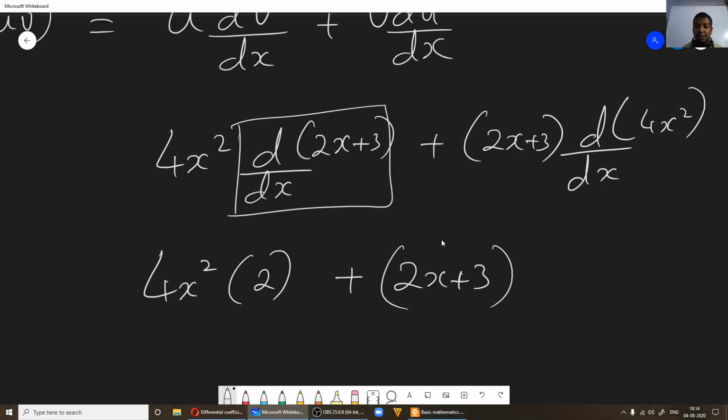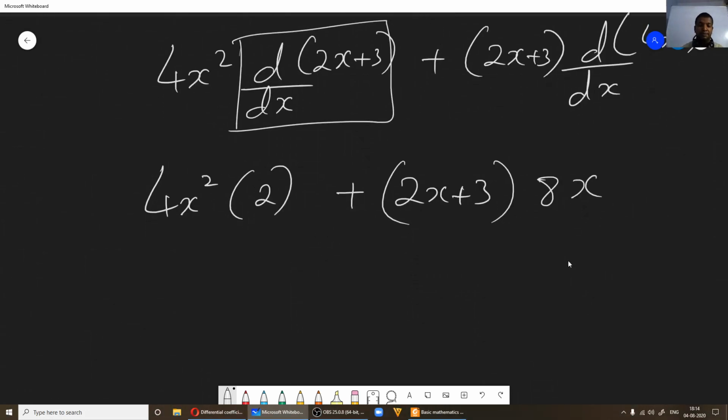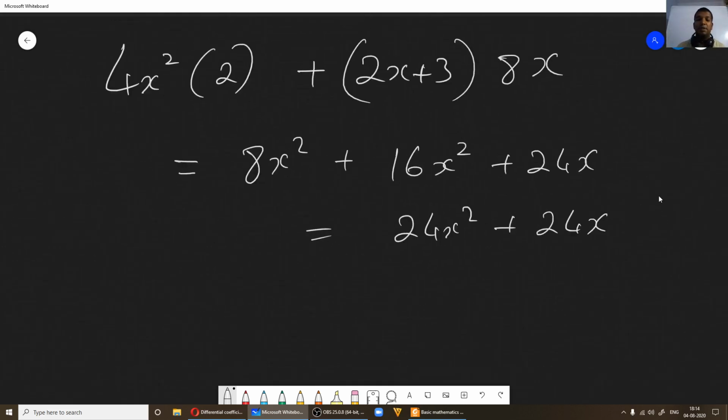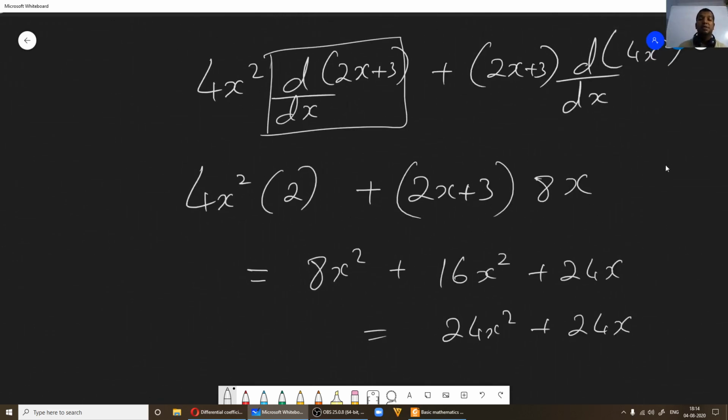4 into 2x, straight away I'm writing it as 8x. Right, now you can keep the answer in a proper fashion, so you can multiply and keep: 16x square plus 24x. So finally you'll get it as 24x square plus 24x, like that. I hope I'm right. Okay, so this is the result.